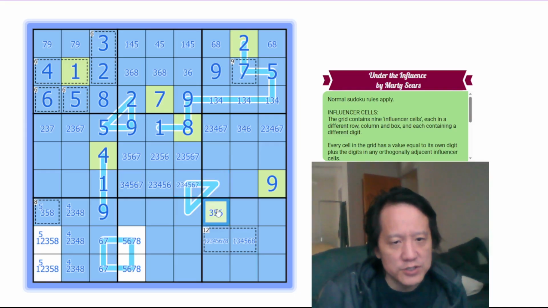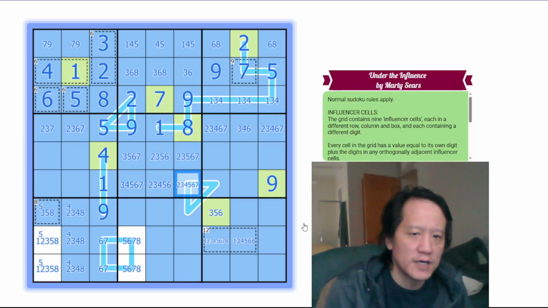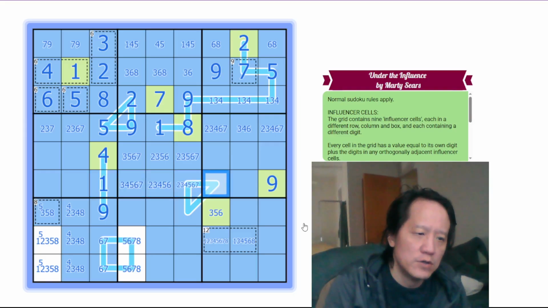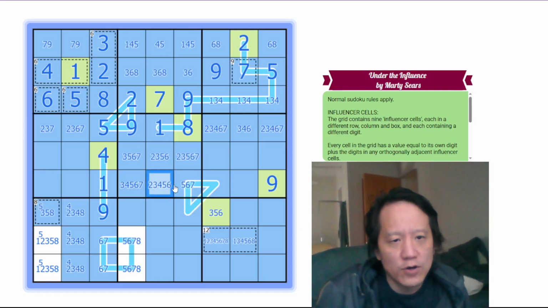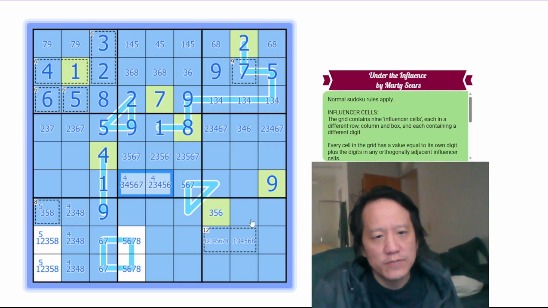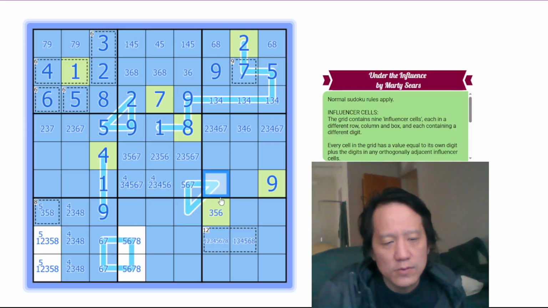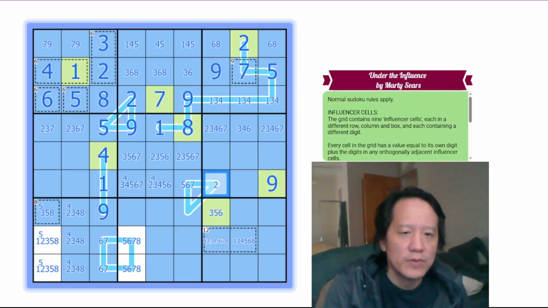So it must be equal to the sum of 2 digits. This is at least 2 here, because it can't be 1 because of the 1 in the row. So it's 2 and 3 here at most, at least. That's 5. So 4 has to be one of these digits. This is at least 2. So these two sum up to that digit. These two sum up to that digit. So this must be this.